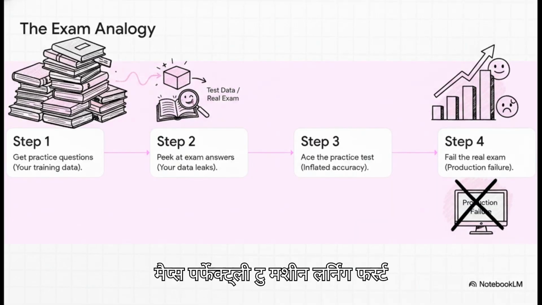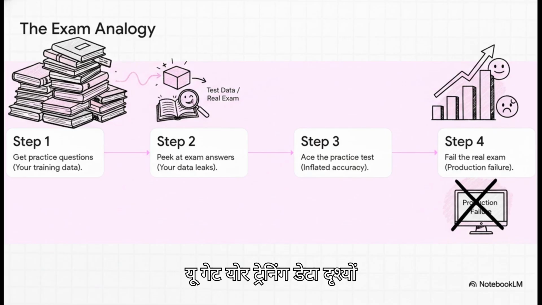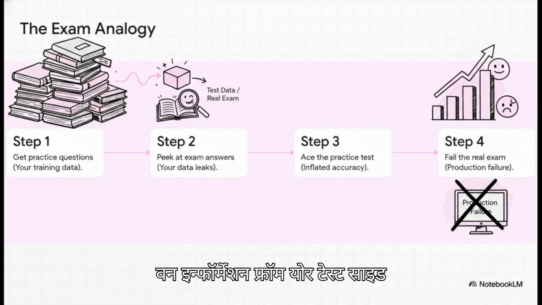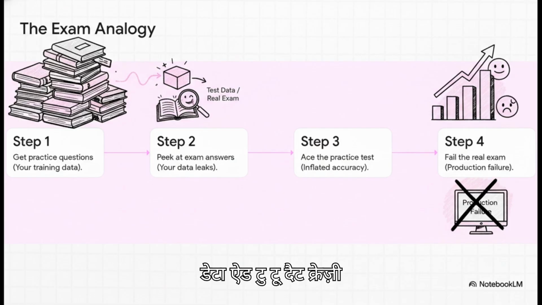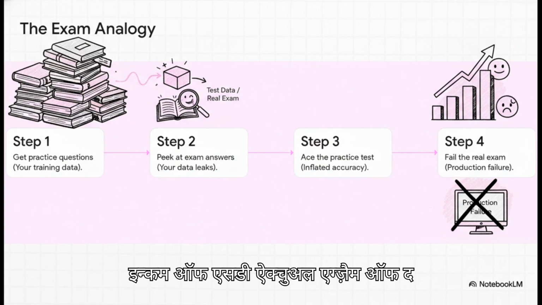And this maps perfectly to machine learning. First, you get your training data. Those are your practice questions. Then, the leak happens when information from your test set, the real exam, contaminates that training data. And that leads directly to that crazy high accuracy, and then, inevitably, failure when the model faces the actual exam out in the wild.